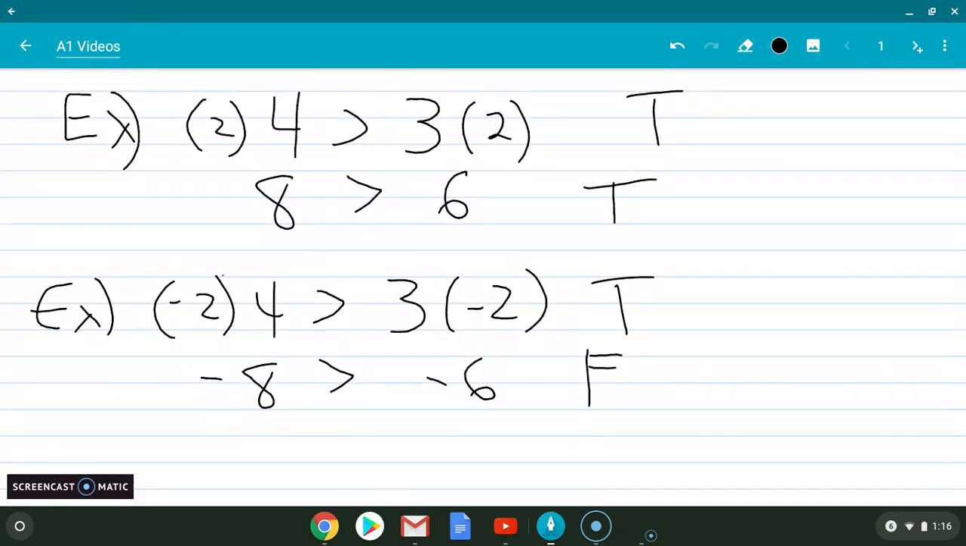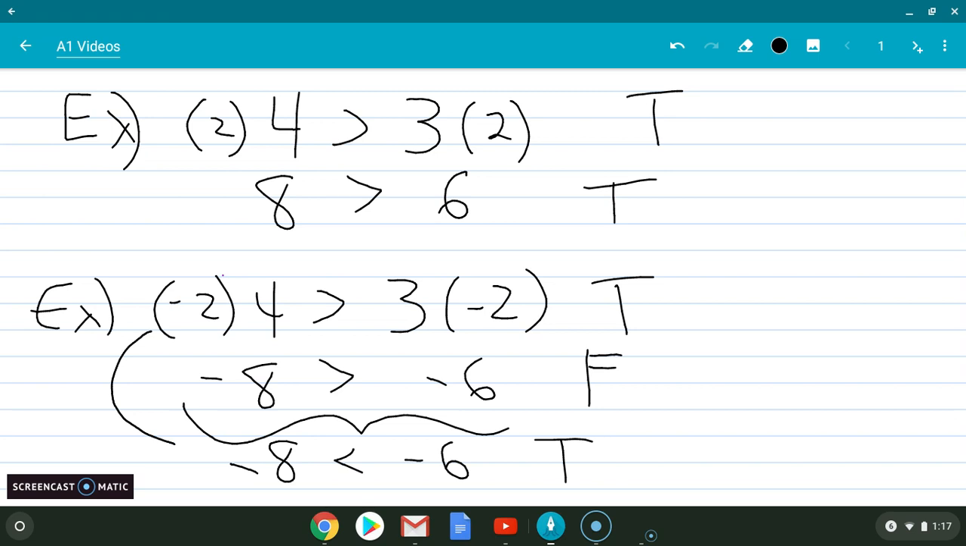What do you notice here? Even though this is not true, if we were to simply change the direction of the arrowhead, it now becomes true. In other words, negative 8 is less than negative 6. Well, this is going to show us what we want to do when we're confronted with these types of problems. If we multiply both sides by a negative number, to keep the statement true, we have to switch the direction of the arrowhead. If it's to the right, switch it to the left. If it turns out that it started on the left, switch it to the right.